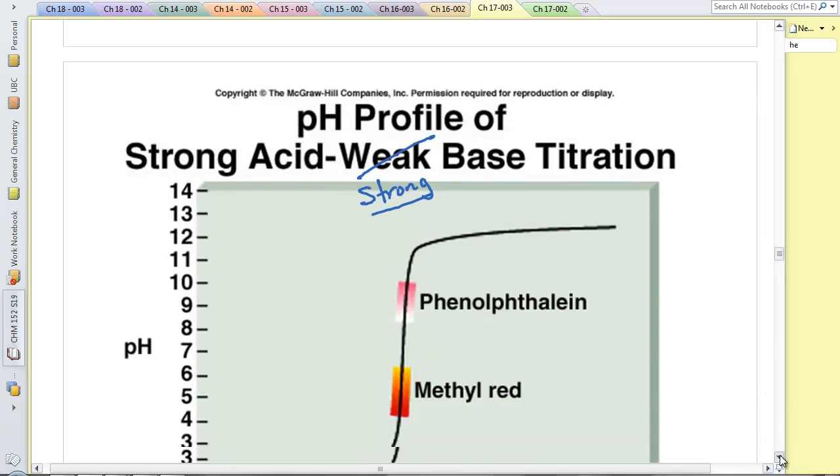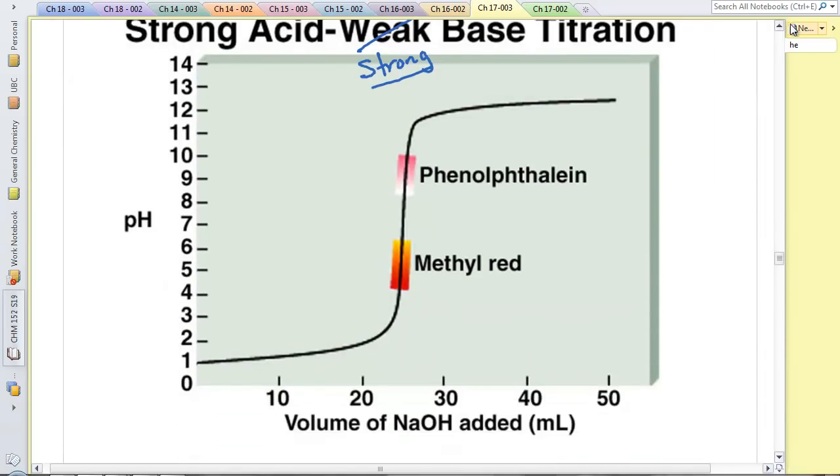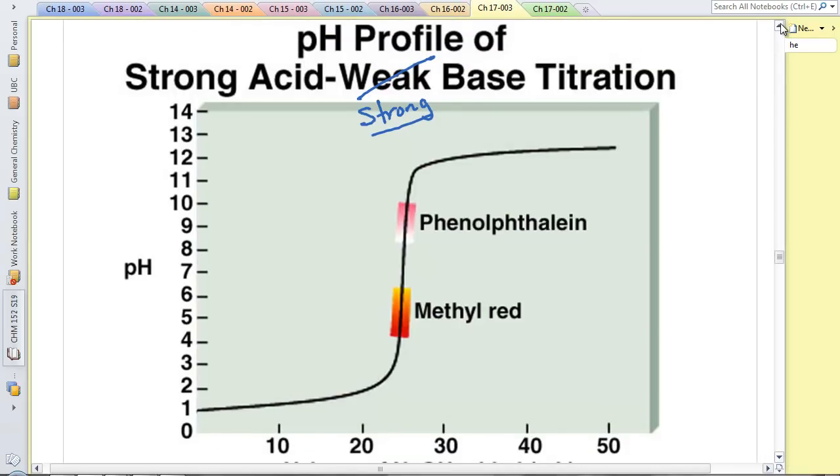All right. There's an error in this slide. This should say strong acid, strong base titration. And the point of this slide deals with choosing an appropriate indicator. Now, strong acid, strong base, this region of the curve is so steep that our choice of indicator is not as crucial as it's going to be for a weak acid, strong base, or a weak base, strong acid. And we're going to get to that in a minute.